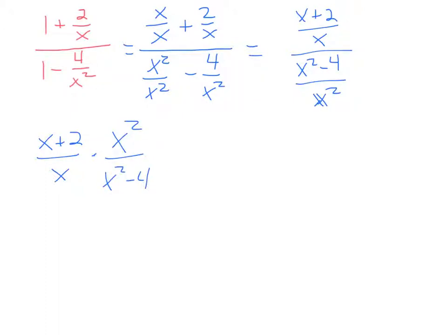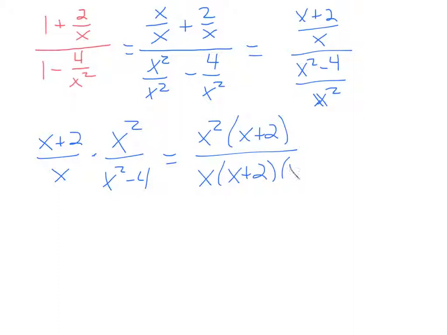Okay, and I'm going to cancel any like factors now, and that means that I'm going to need to factor this. This is the difference of squares. So this will be x squared times x plus 2 over x times x plus 2 times x minus 2. And now I'm going to cancel the x plus 2's. I'm going to cancel one of the x's, and our final answer will be x over x minus 2.